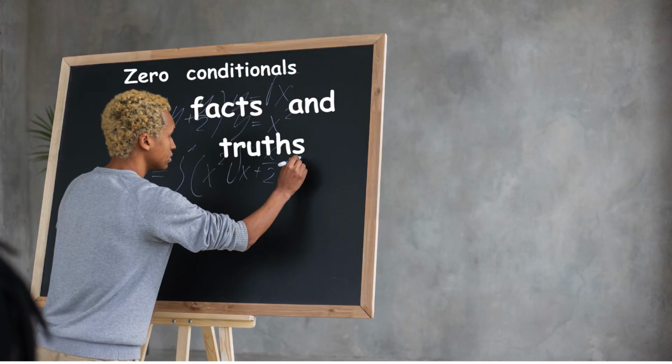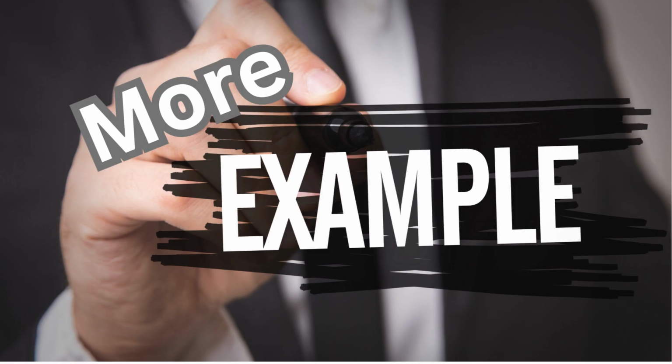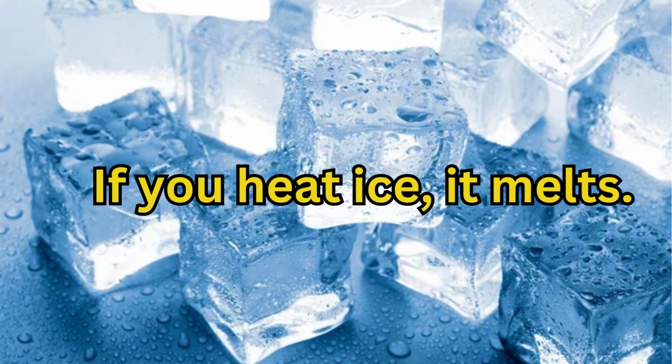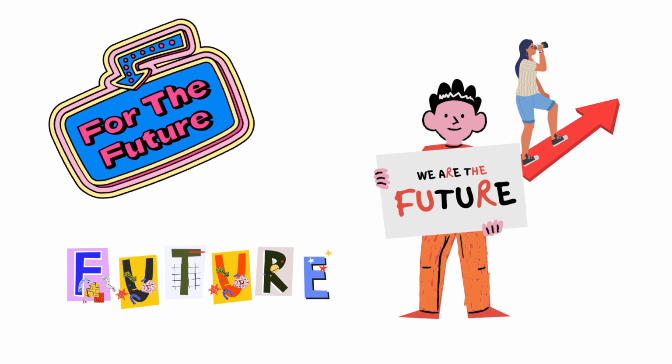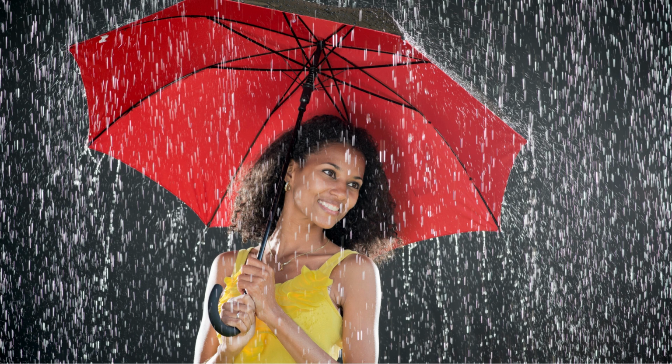Let's kick things off with the zero conditional. This structure is used for facts and truths. For example, if you heat ice, it melts. Simple, right? Now onto the first conditional, used for possible or likely future events. Consider this. If it rains tomorrow, I will bring an umbrella.